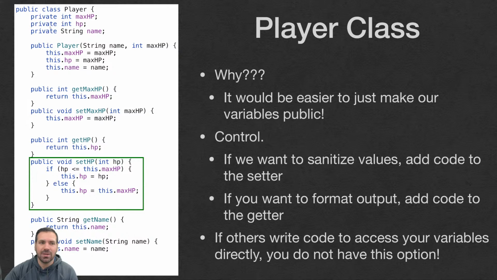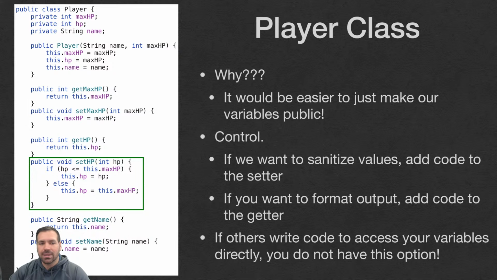If people are accessing my internal state directly, I don't have that option. I cannot control what they do because they're already accessing my internal state, which I have no control over. It's just an int variable. I can't do anything with that. So this is why we set up our getters and setters even when we're not using them. I'm not doing anything with get max HP and set max HP or get HP or get name or set name. I'm not doing anything with any of these right now. But as long as I set up the getters and setters, even if I'm not using them at the time, I keep my options open for the future.